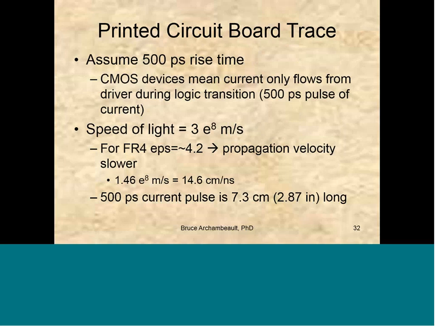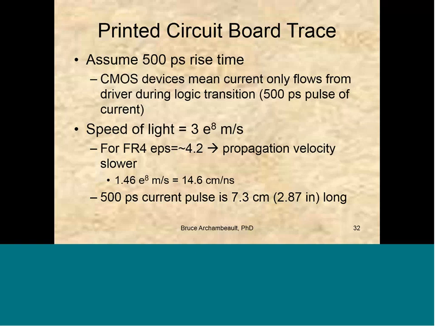So let's start thinking now about a printed circuit board, and let's suppose we had a trace with, say, 500 picosecond rise time, and if we're using CMOS, which most of us are, that means the current actually only comes out of the IC driver during the logic transition when we're going from 0 to 1, and so we end up with a very short pulse of current. And if we're going over some distance, say a few inches like my example here, then that current is going to exist only over a small piece of that trace, not along the whole thing.